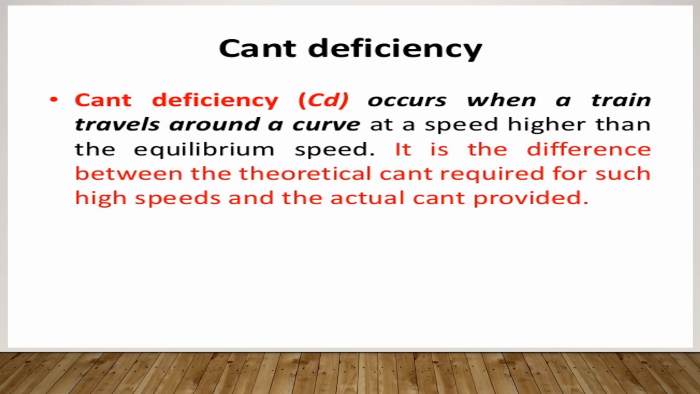Now, what is the definition of cant deficiency? CD. Cant deficiency occurs when a train travels around a curve at a speed higher than the equilibrium speed. When a train travels on a curve at a speed higher than equilibrium, it is the difference between the theoretical cant required for the high speed and the actual cant provided.